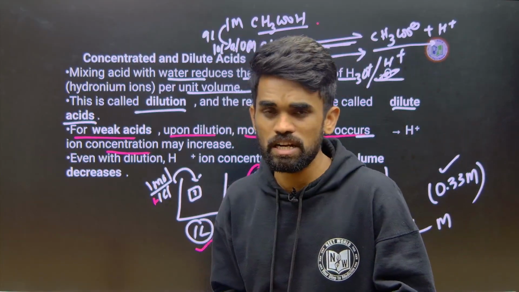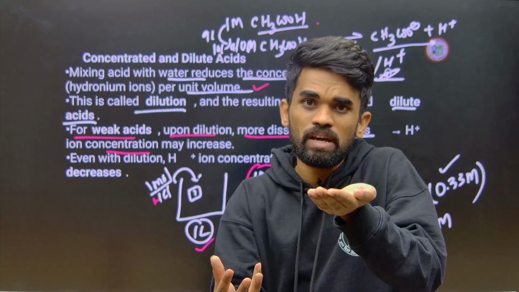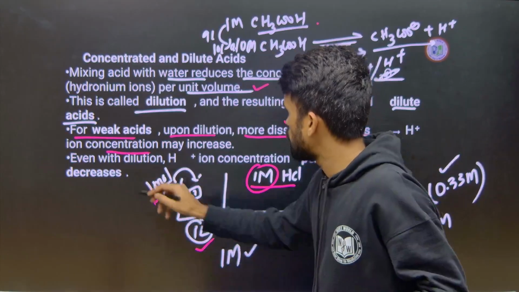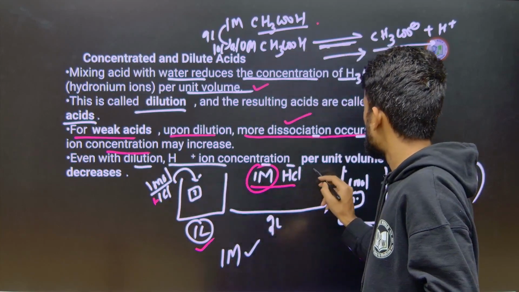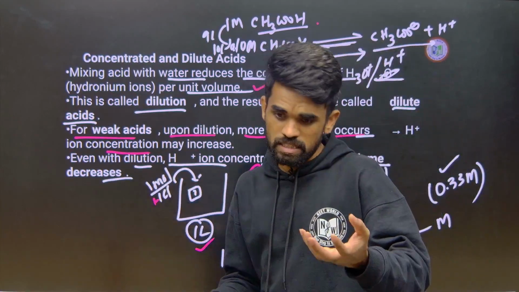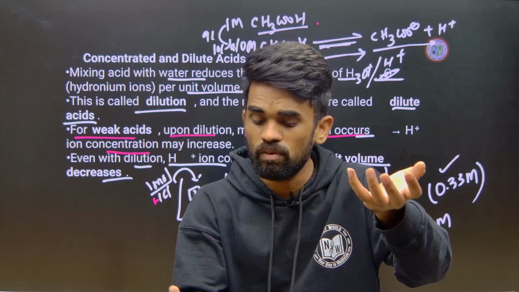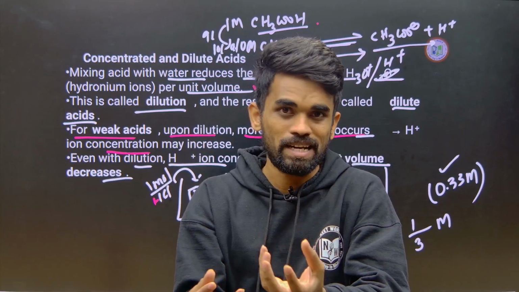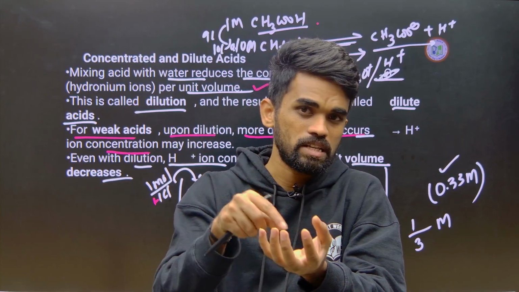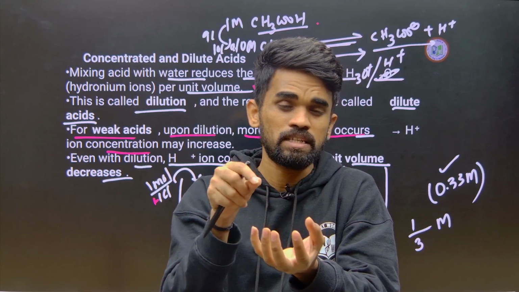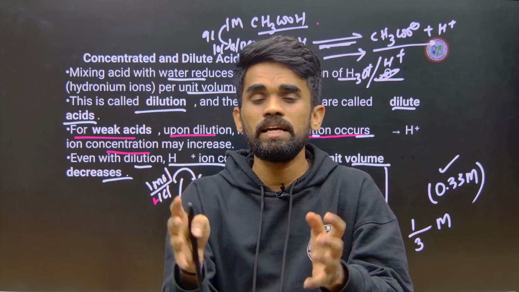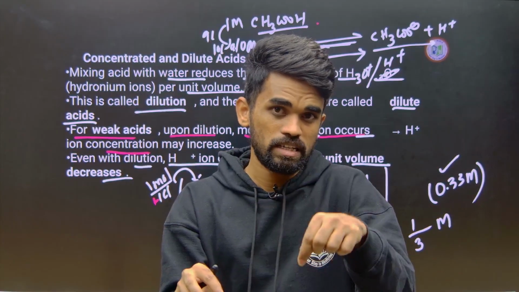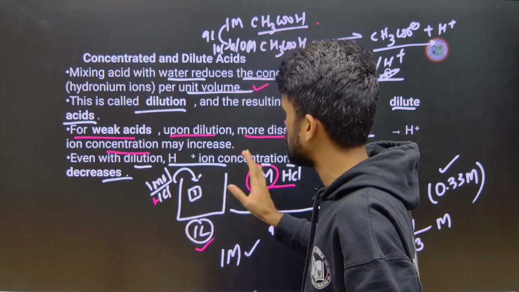Along with the concentration of H plus ions increasing, the volume of that container is also increasing by the addition of water. So even with dilution, the concentration of H plus ion per unit volume decreases. The number of H plus ions is increasing and the volume is also increasing. But when we increase the volume, the per unit volume will be considered again. In per unit volume, the concentration of H plus ions present is relatively less. Therefore the resultant concentration decreases. That is what happens in the weak electrolyte.